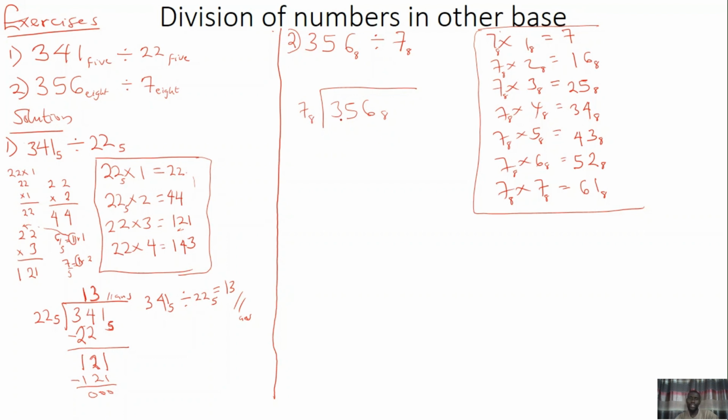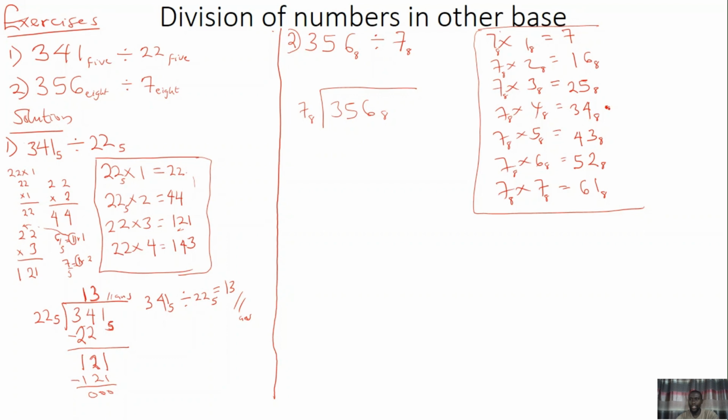Now let's first see how many times 7 goes in 3. That is not possible, right? Since it's not possible, we add the next digit to it, which is 5. How many times does 7 go in 35 in base 8? The way we're going to know is that we'll go back to our multiplication table of 7 in base 8 and look at the number that is closest to 35 but not greater than 35. And if you look at it, that number is 34.